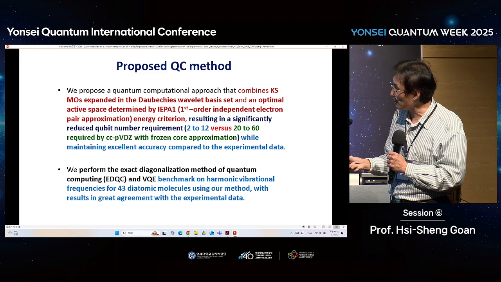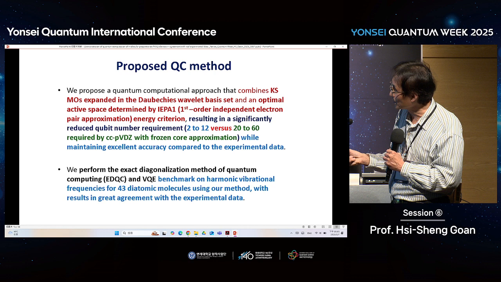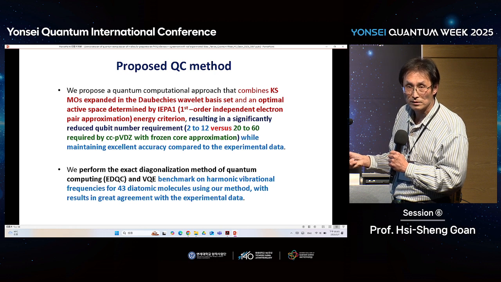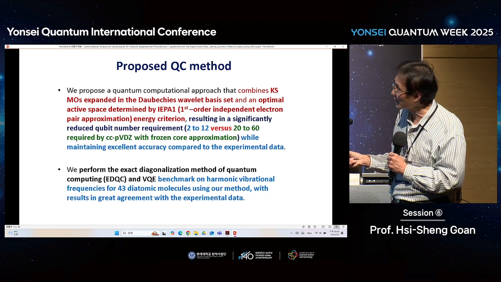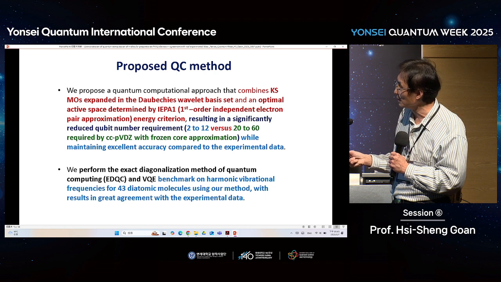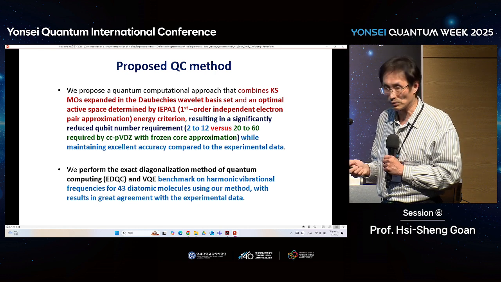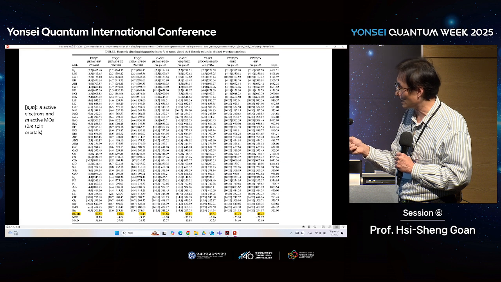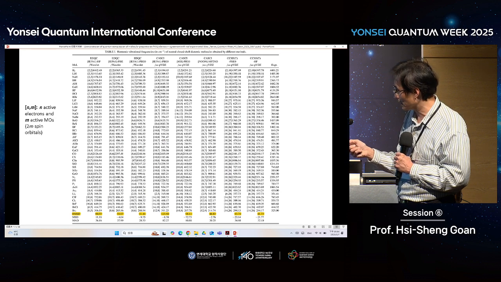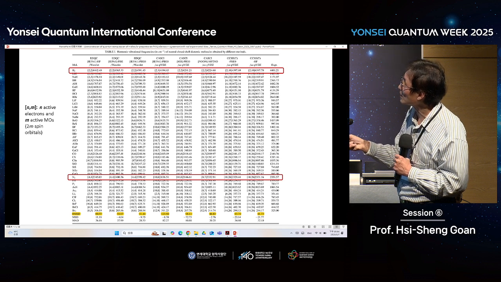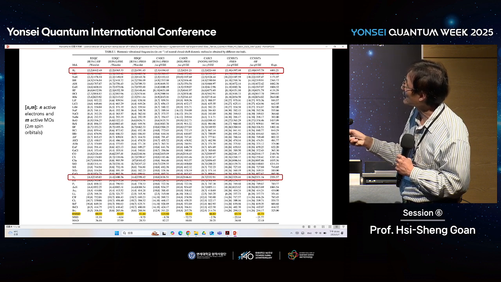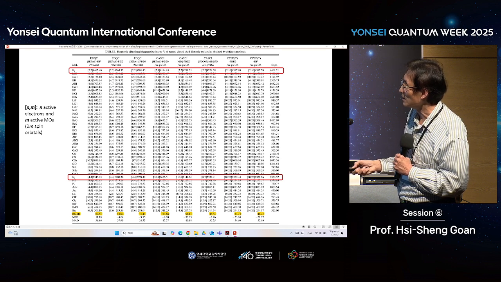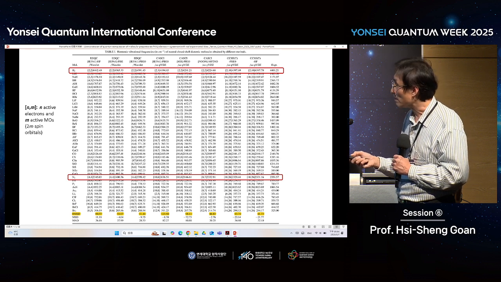So in other words, compared to this cc-pVDZ design, they need 20 to 60 for hydrogen. In our case, we reduce it to only 2 to 12. So we can use 2 to get the hydrogen atom accurately compared to experimental result, and the other 43 molecules as well. So this is the active space selection criteria. And this is the 43 molecules we consider. Here we only use 2. Here it has 10. 10 means orbitals, the spin orbital multiplied by 2, so it's 20. And similarly like this, so we can significantly reduce the number of qubits.